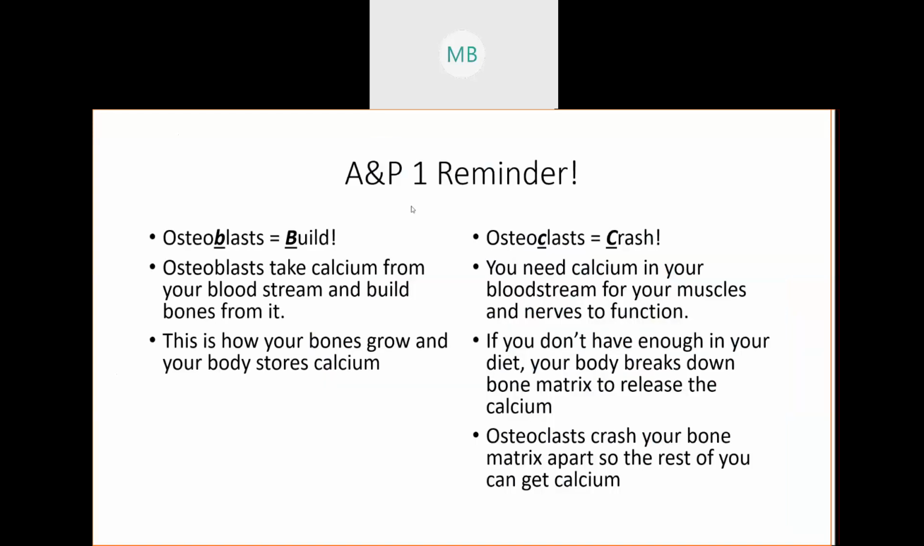Right? A fast reminder from A&P1, because I know you guys went over this when you talked about bones originally, but we need to remind you. You have two major types of cells in your bones, osteoblasts and osteoclasts. Osteoblasts build. So blasts with a B, build. That means the osteoblasts take calcium out of your bloodstream and help build your bone matrix and your bones from it so your bones can grow big and strong. This is how your bones grow and how your body stores calcium for later usage.